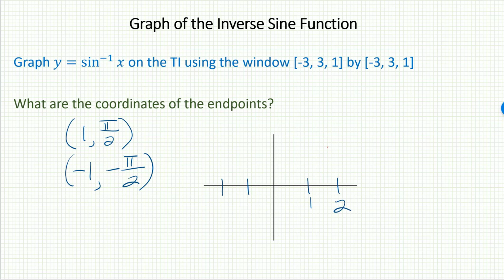So now that we have that information, we realize that it probably would have made sense to count by ones on the x-axis, but on the y-axis we probably should have just counted by pi/2. My two endpoints, 1 comma pi/2 and -1 comma -pi/2, and then the graph looked something like this. That's the entire graph of the inverse sine function.